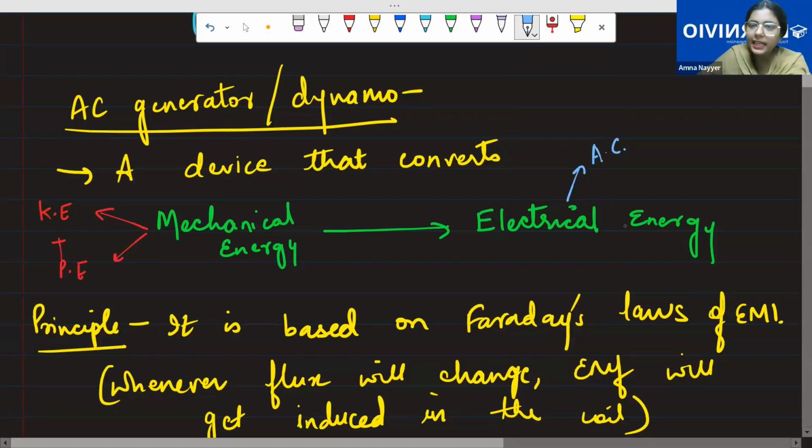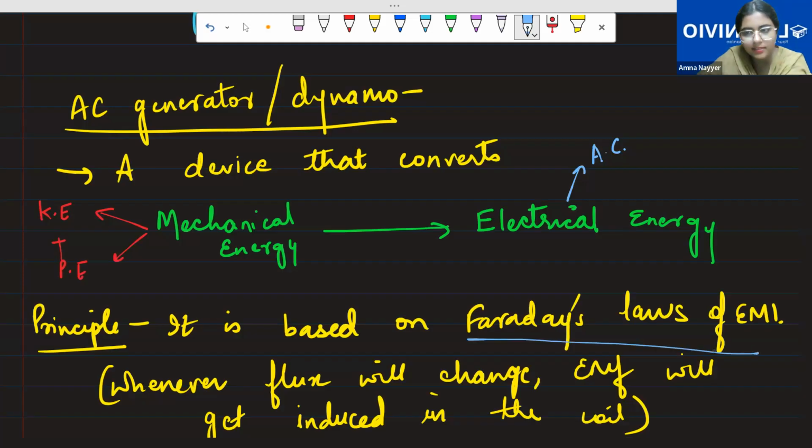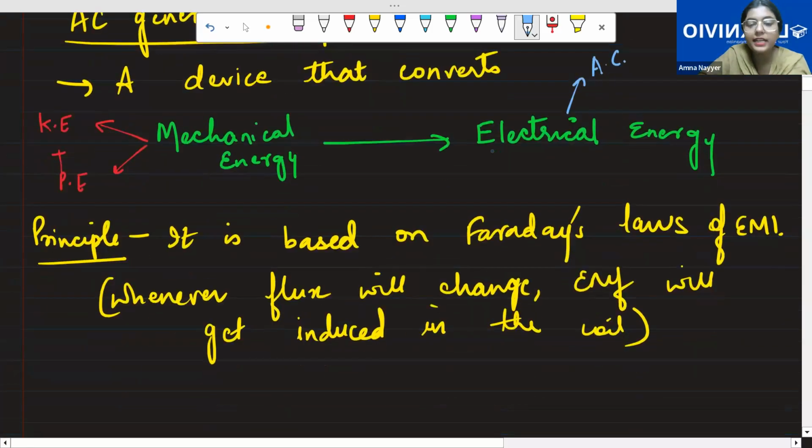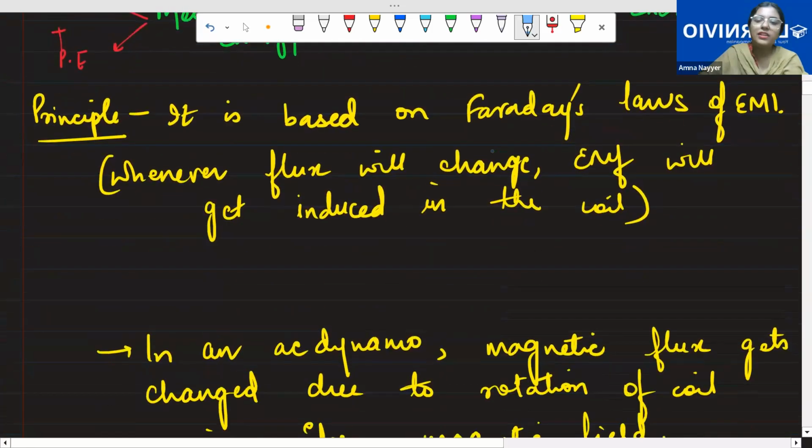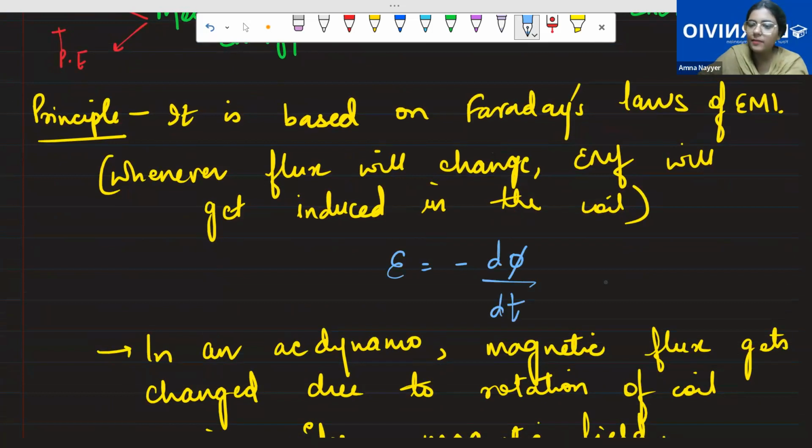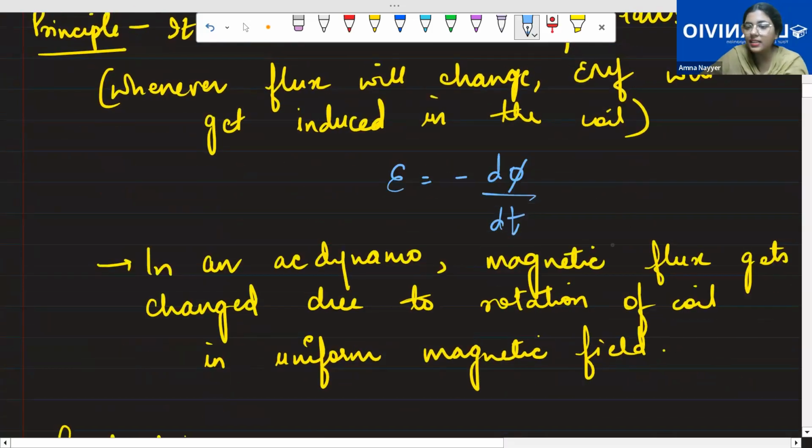And it is completely based on Faraday's laws of EMI. We just discussed Faraday's laws of EMI recently. Whenever flux will change, EMF will get induced in the coil, whose formula is minus d phi over dt. Same thing will come. So in the AC dynamo, what happens? Magnetic flux gets changed due to rotation of the coil in a uniform magnetic field.